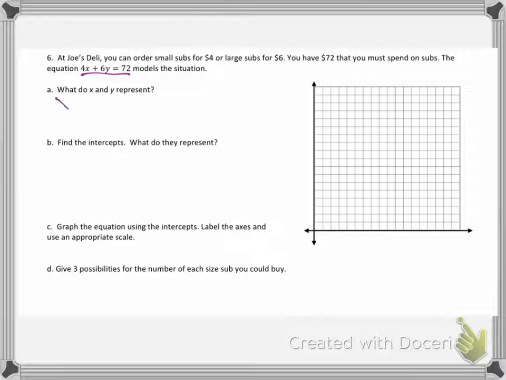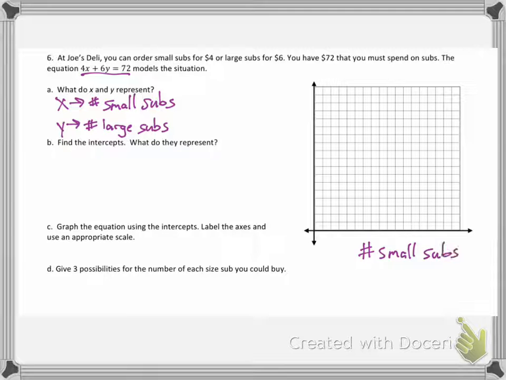So any good word problem, it's always helpful to know what the variables mean. So we can see the 4 is with the x. The 4 is the cost of a small sub. So it'll be $4 times x, the number of small subs. And then same thing with y. It's $6 per large sub. We don't know how many large subs we're getting. So that'd be the quantity of them. So y would be the number of large subs. So if you want to, we can label the axes. And then we'll go from there.